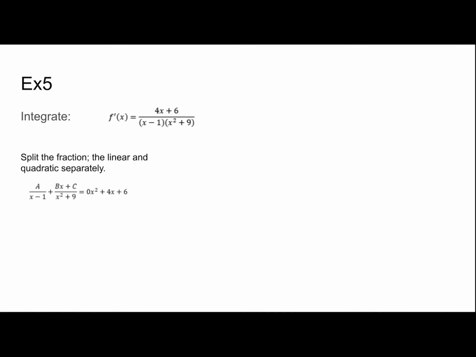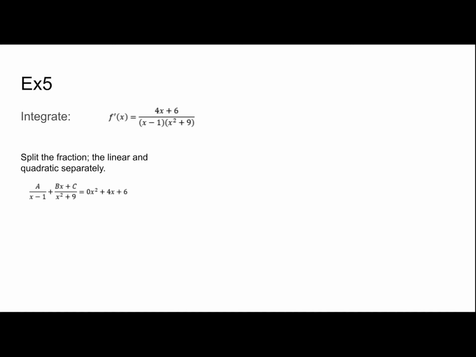Alright, so we're going to look at our final example here. This is a challenging example. We're going to integrate f dash of x equals 4x plus 6 over x minus 1 times x squared plus 9. Once again, we're going to split the fraction. So the linear and the quadratic need to be separate. So we have our a over x minus 1 plus bx plus c over x squared plus 9.